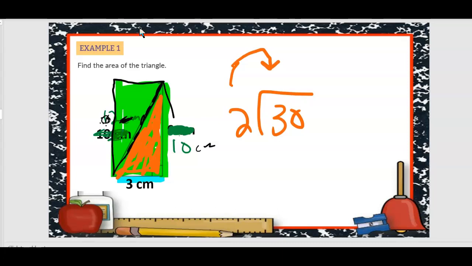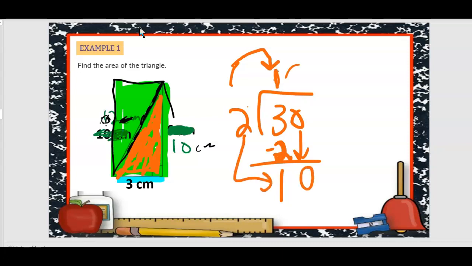2 goes into 3 one time. 1 times 2 is 2. Subtract, 3 minus 2 is 1. Drop the 0. How many times does 2 fit into 10? And whatever that answer is, we're going to put it up here on the top. It's not a 0. I'm trying to show you where we put the answer. That's confusing. Maybe if I did this. This is where that answer goes.